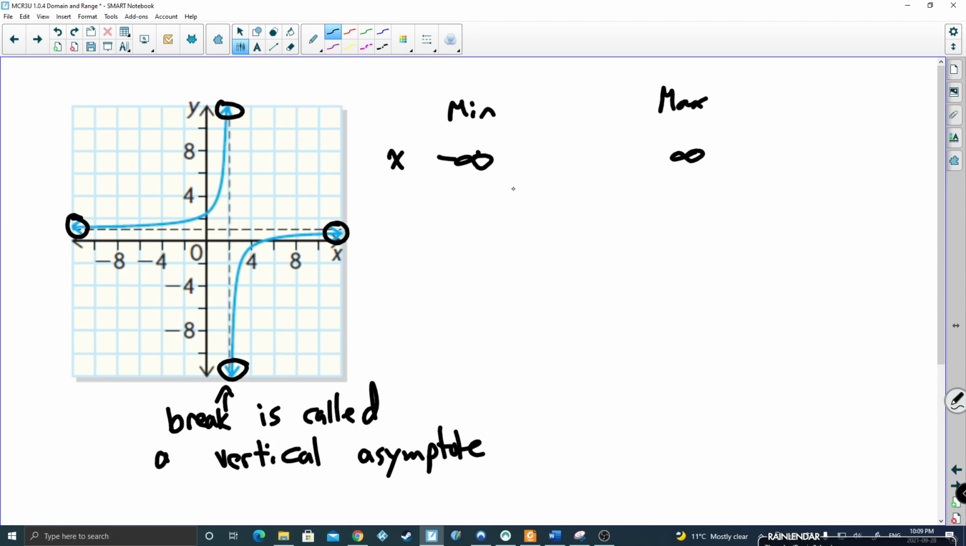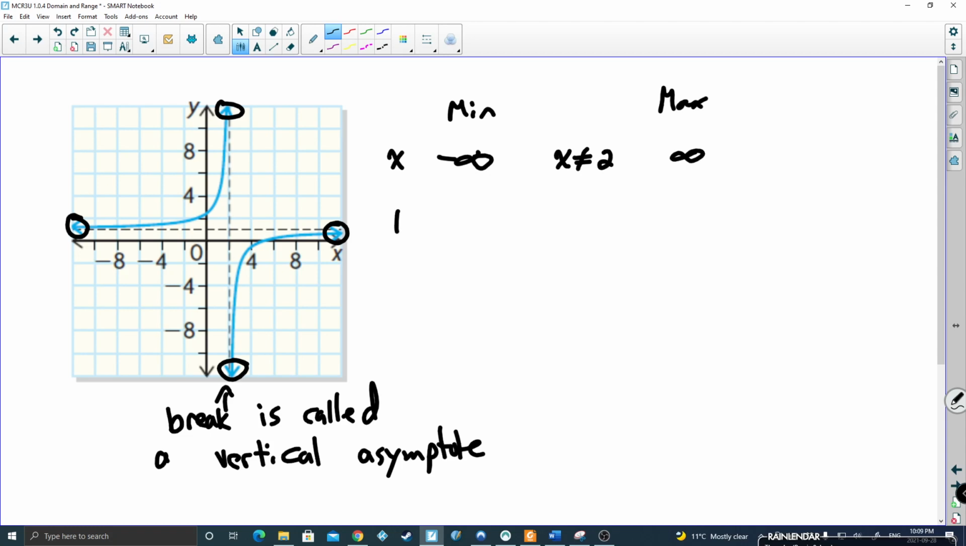And the way we state breaks is we say that x can't be equal to that number. There's no graph at x equals 2 because it just skims along and never touches it. So there's actually no coordinate at x equals 2. So we state that x can't be equal to 2.